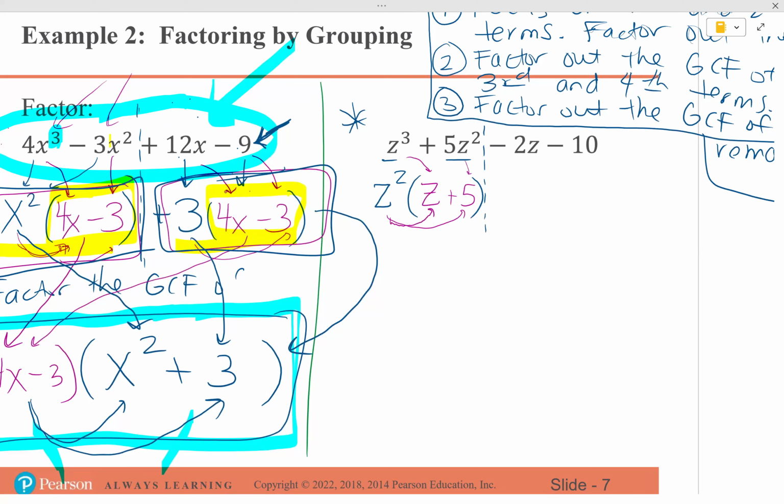And then usually at this point, I quickly check. In my mind, I distribute the z squared in. Z squared times z is z to the third, check. Z squared times 5 is 5z squared. Okay, check, check. So far, so good.